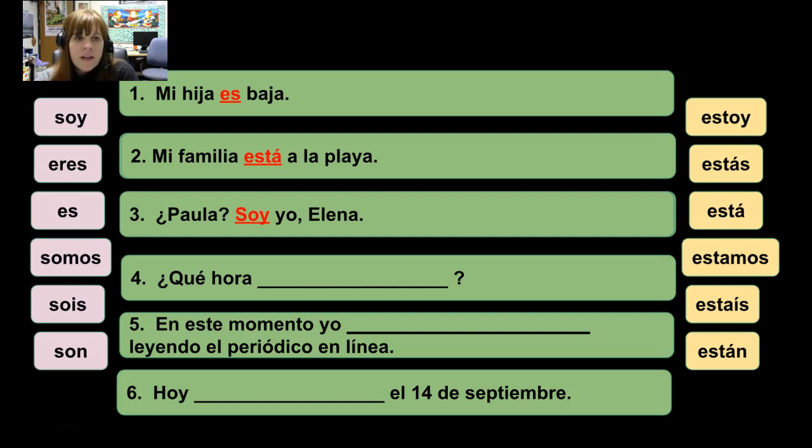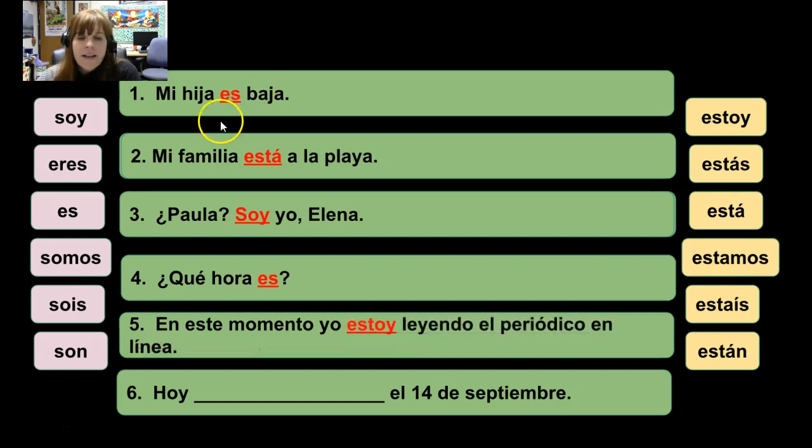Número cuatro, ¿qué hora es? Again, if you want to see a great video, put qué hora es in, and there's an awesome video that comes up. So this is time, so you use ser. En este momento, yo estoy leyendo el periódico en línea. So at this moment, I'm reading a paper online. So if you can see leyendo, that's the present progressive. So you automatically know that you're going to use the verb estar.